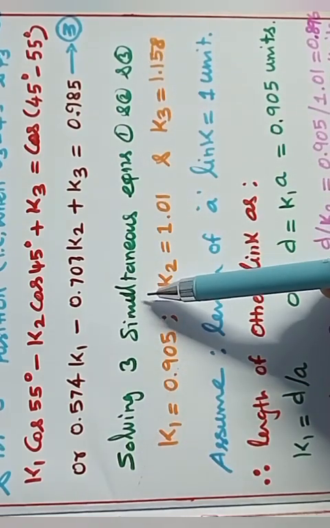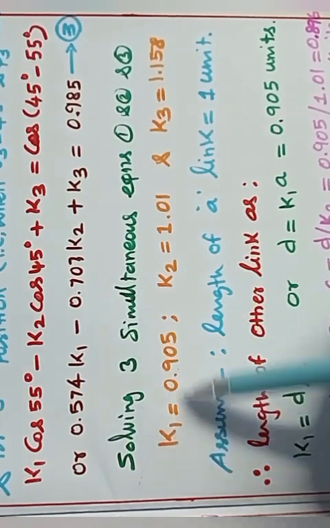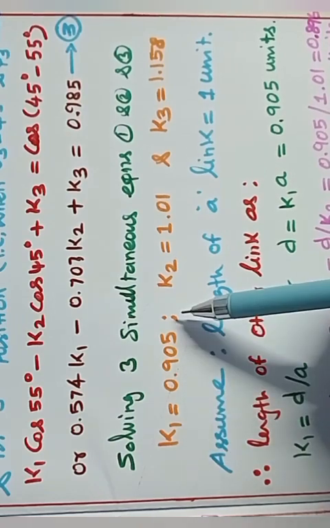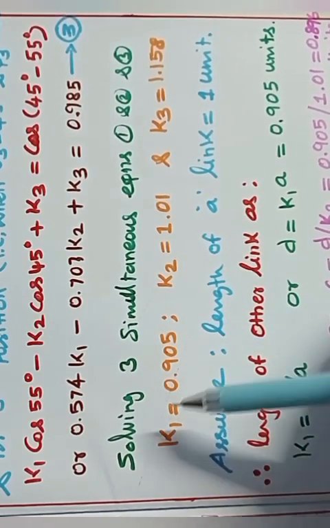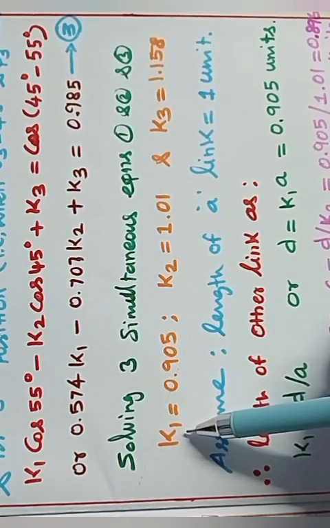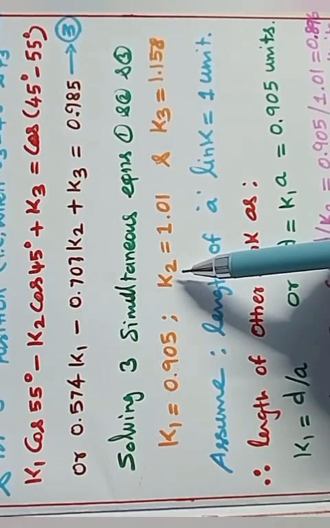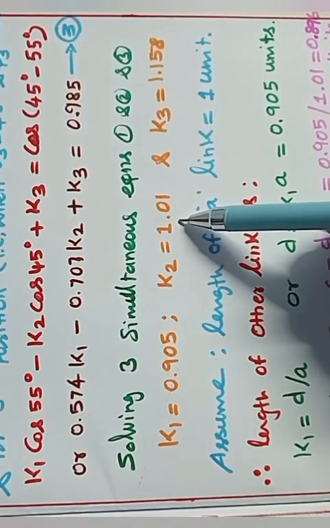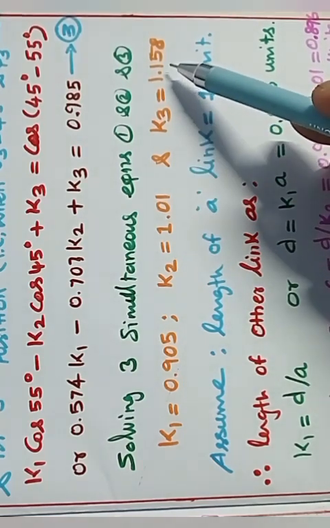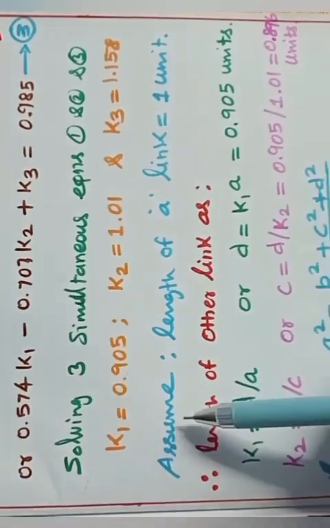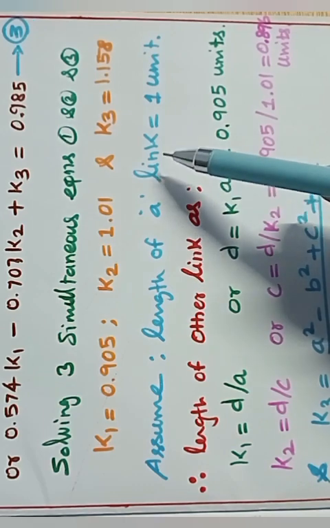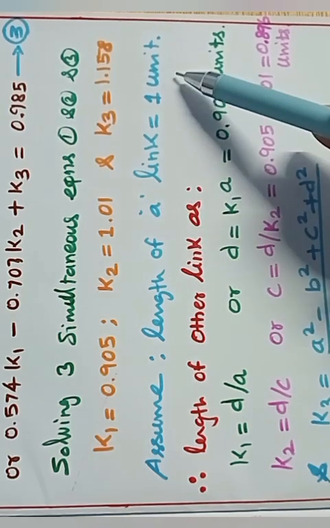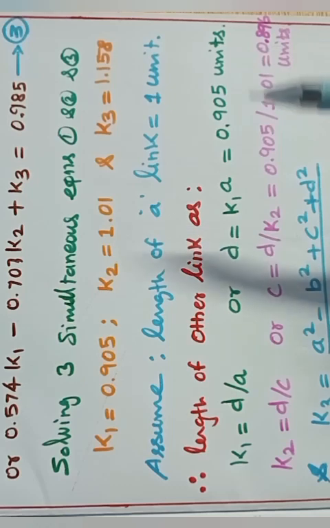Solving them is a separate chapter. Here I have only taken the values because the problem is too lengthy. So k1 equal to 0.905, k2 equal to 1.01 and k3 equal to 1.158. Assume the length of A, which means the crank, the link length, is 1 unit.